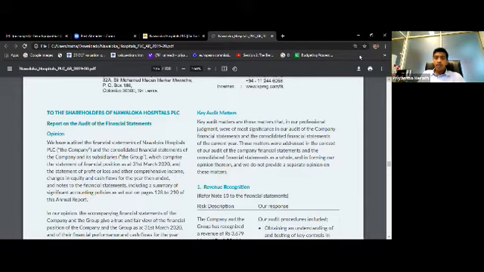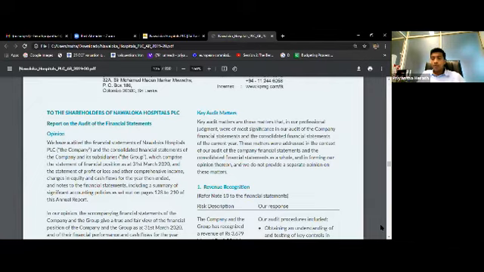So let's go through this quickly. What are the key audit matters in this report? The key audit matters are those matters that in our professional judgment were of most significance in our audit of the company financial statements and the consolidated financial statement of the year. These matters were addressed in the context of our audit of the company financial statements and the consolidated financial statement as a whole, and in forming our opinion thereon, and we don't provide a separate opinion on these matters. So they say auditors identify these as key audit matters, right?